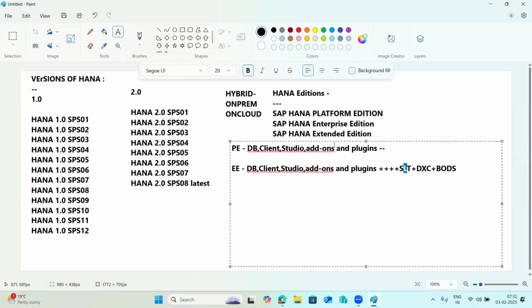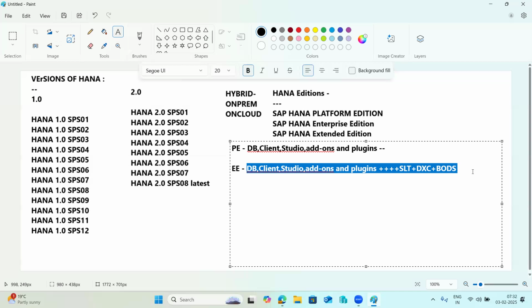This license and this license will be more costly. Then if you convert from the platform edition to the enterprise edition, you get an all-in-one pack, so you don't need to pay the extra money and you can save some money as well. That's why we have the enterprise edition concept here.